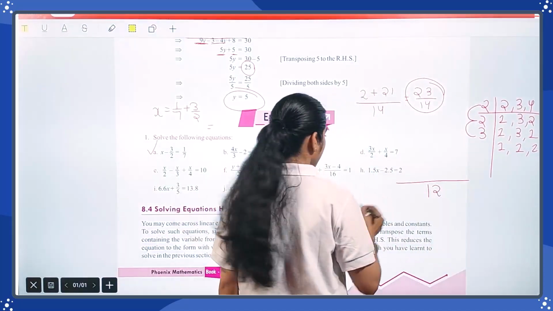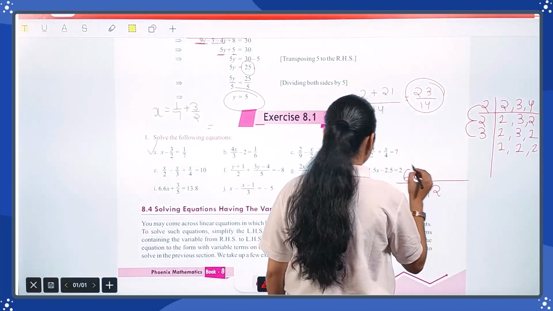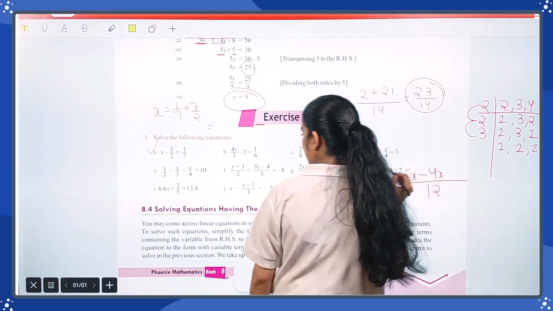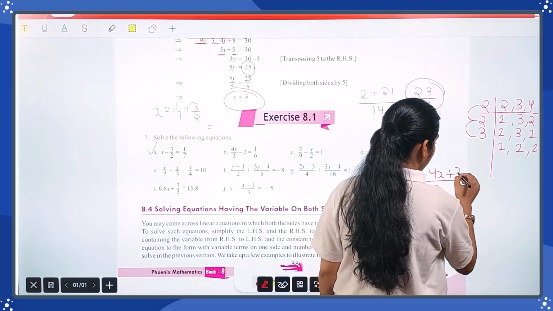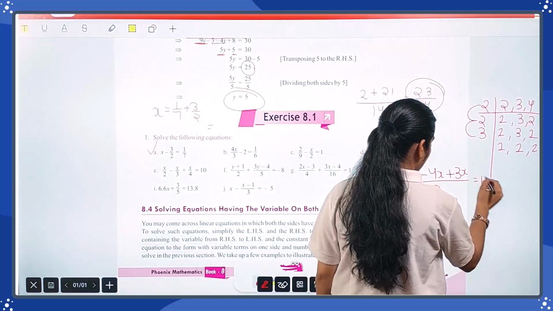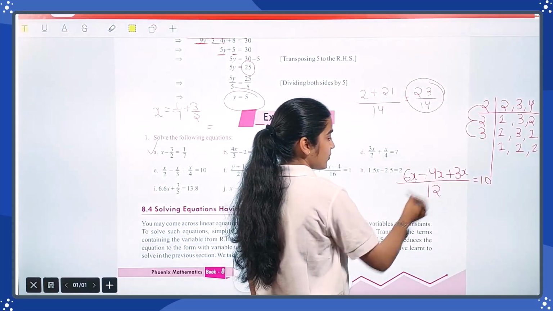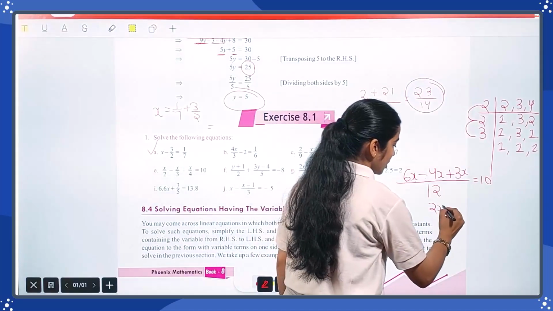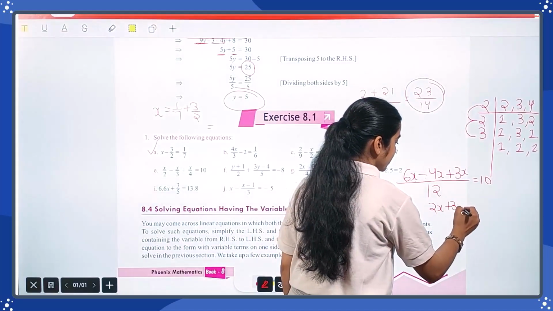Now in 2's table we get 12 at 6th place. Now in 3's table we get 12 at fourth place, and in 4's table we get it at third place. That is equal to 10. 6x minus 4x plus 3x, minus plus minus, so 6x minus 4x is 2x, 2x plus 3x.